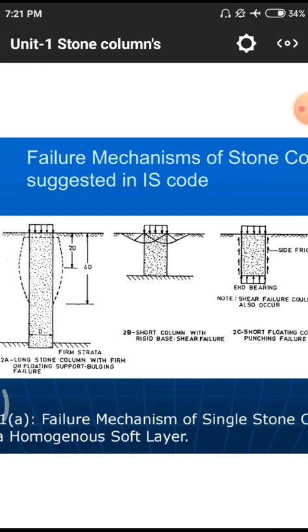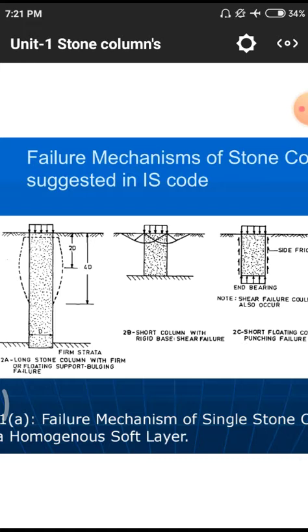In the second diagram, we have a short column. A short column normally has an L by D ratio of less than 12. That is called a short column as per our RCC designs. If the L by D ratio is greater than 12, it is a long column.